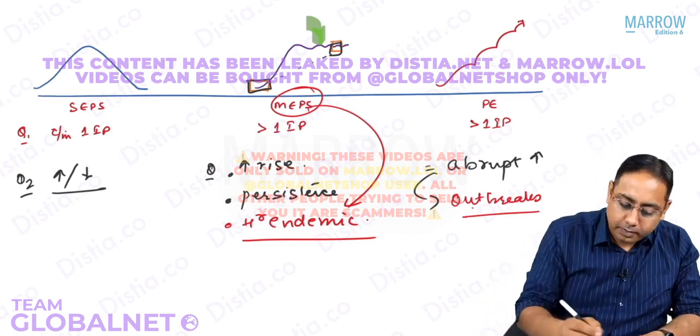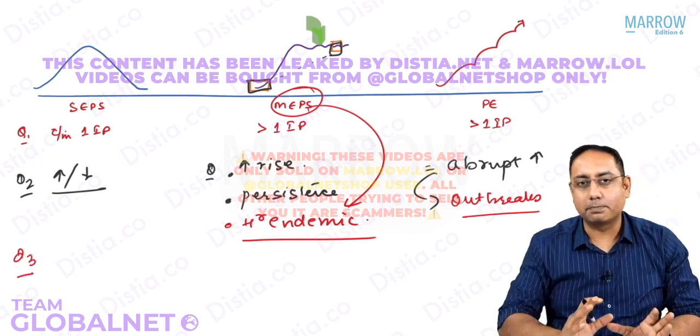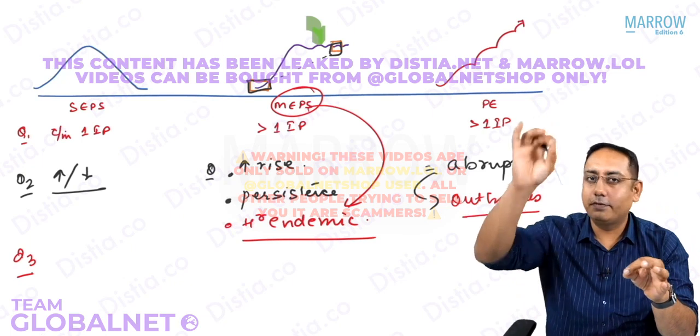Point number 2. Point number 3, in fact, MCQ number 3. Nothing about SEPs. In SEPs, there is a single wave which happens, right?